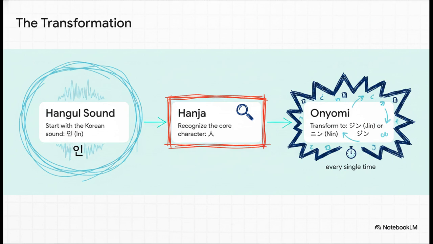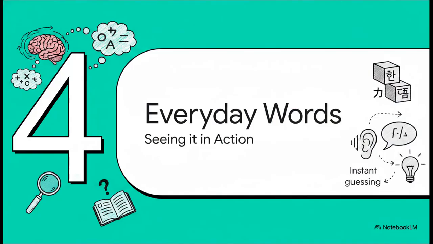Every single time you see this character in a compound word, there's absolutely no guessing required. In becomes jin or nin. Boom. Let's jump into Section 4, everyday words in action.